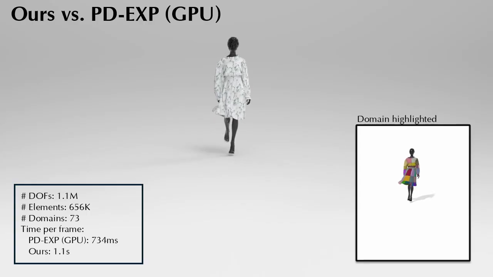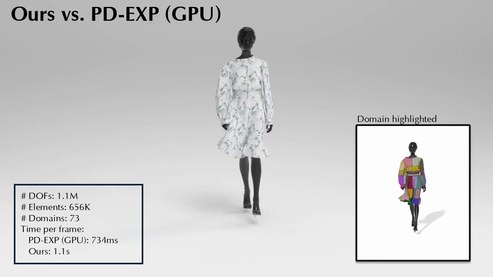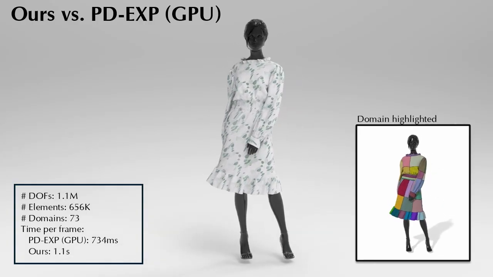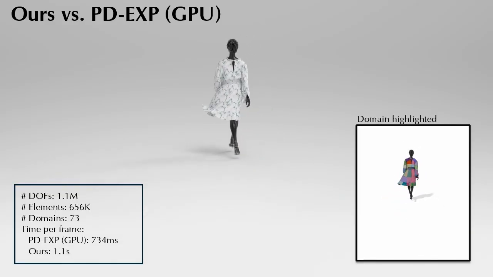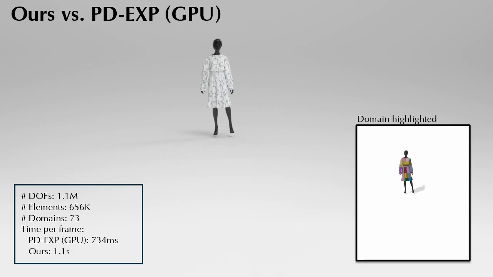We compared our method with PD-EXP, which is also a GPU solver. The character is performing a fashion show. There are 1.1 million degrees of freedom. Our method runs at 1.1 seconds per frame, which is slower than PD-EXP.